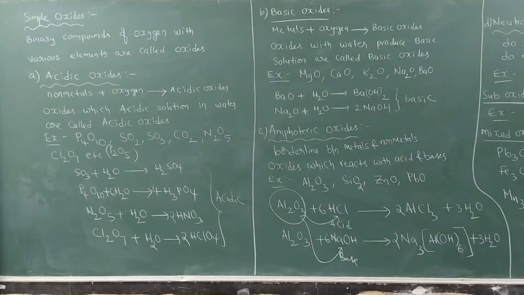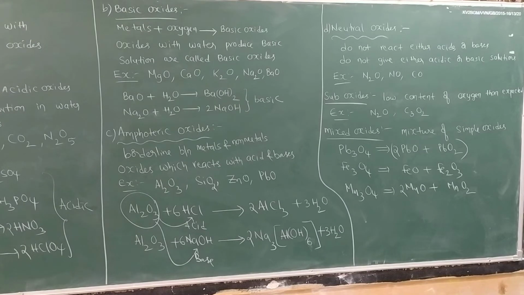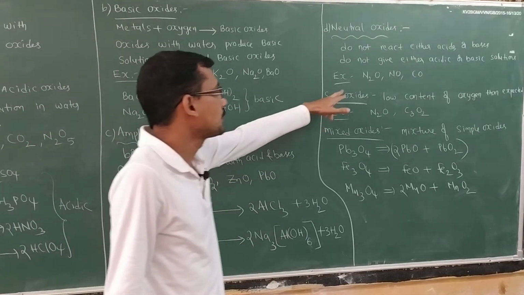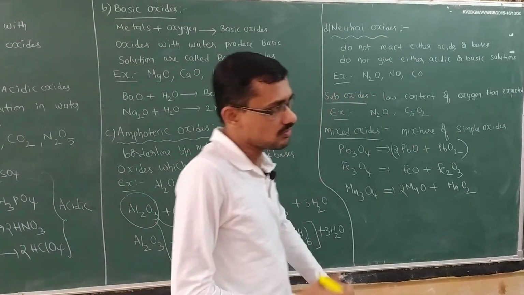Next, we can continue with neutral oxides now. What are neutral oxides? They do not react with either acids or bases. They do not give even an acidic solution or basic solution in water. For example, you take N2O. N2O is actually what? Neutral oxide.